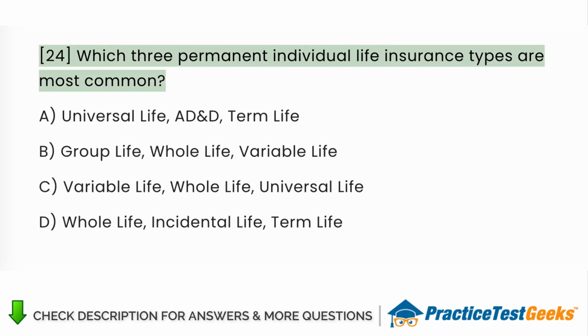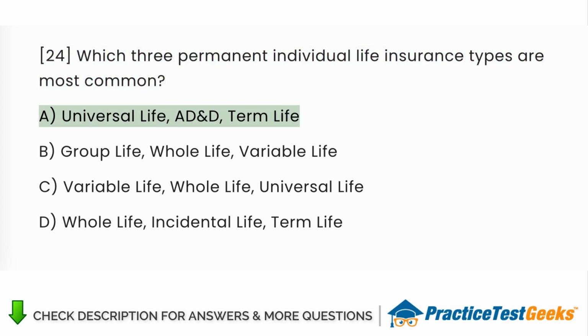Which 3 permanent individual life insurance types are most common? A. Universal life, A&D, term life. B. Group life, whole life, variable life. C. Variable life, whole life, universal life. D. Whole life, incidental life, term life.